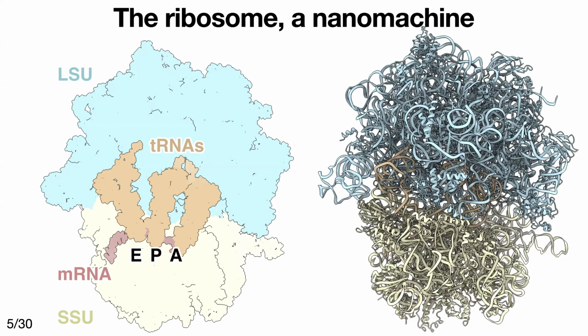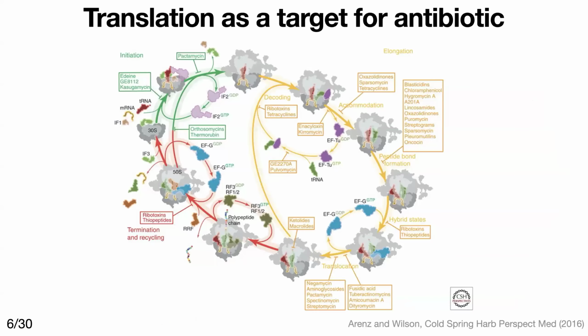And here I have a cartoon representation that us structural biologists like to use to represent atomic structures in a more simplified way. And I will use it probably in the rest of the presentation. And translation is a great target for antibiotics, mainly because it's quite conserved how it works, but it's sufficiently different between, for example, us humans and bacteria that we can target their translation system and not affect ours.